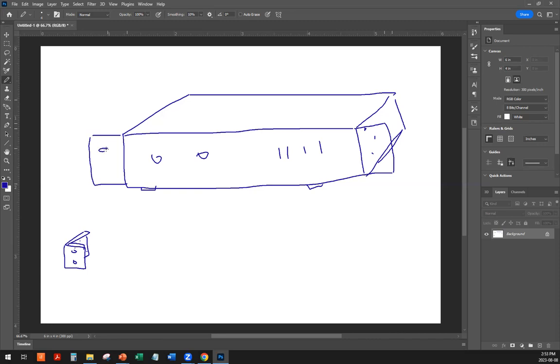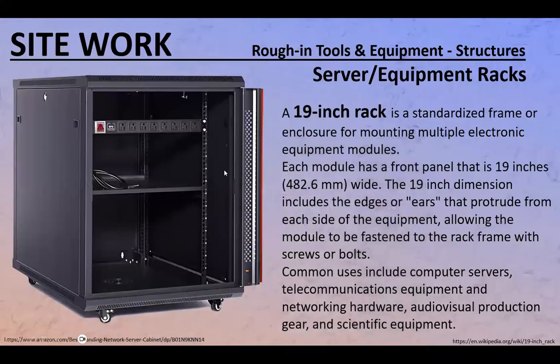And this way, you have the option of mounting. So these are called the rack ears. This way you have the option of mounting the equipment into the rack space. All right, so let's take a look at this thing again here. Common uses include computer servers, telecommunications equipment, networking hardware, audiovisual production gear, and so on.